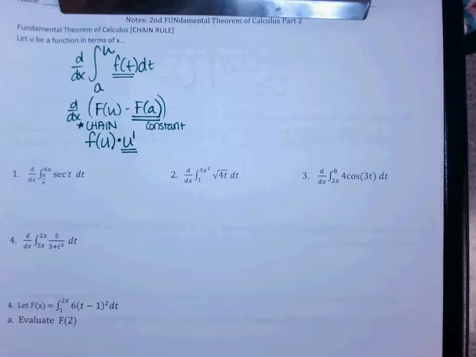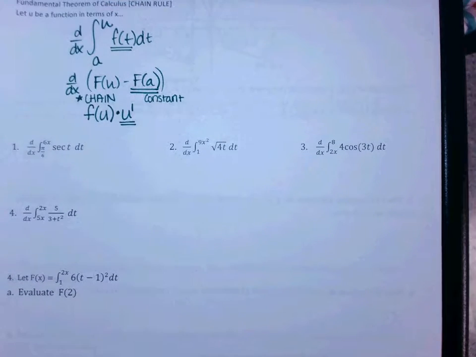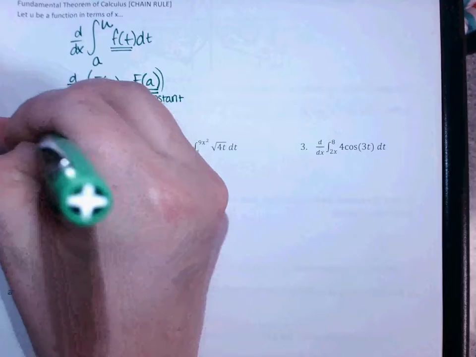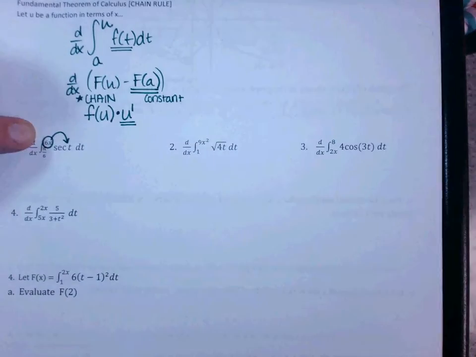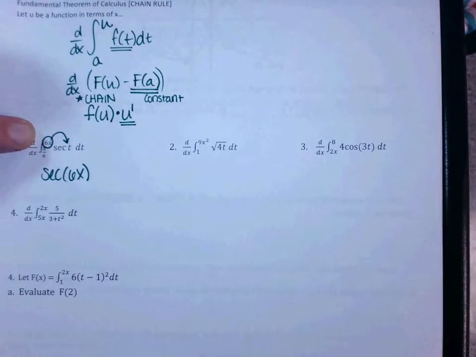Now, as far as actually doing these questions, it's really not very hard. Okay, so look at number 1. What is my u in this case? What's my upper boundary? It's not just an x, it's a 6x. So when I plug in, I'm going to plug in a 6x and get the secant of 6x. But then I have to multiply by the derivative of 6x, which is 6.